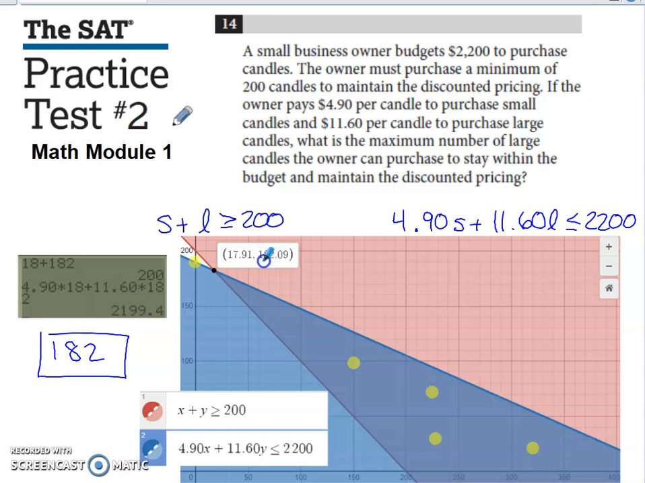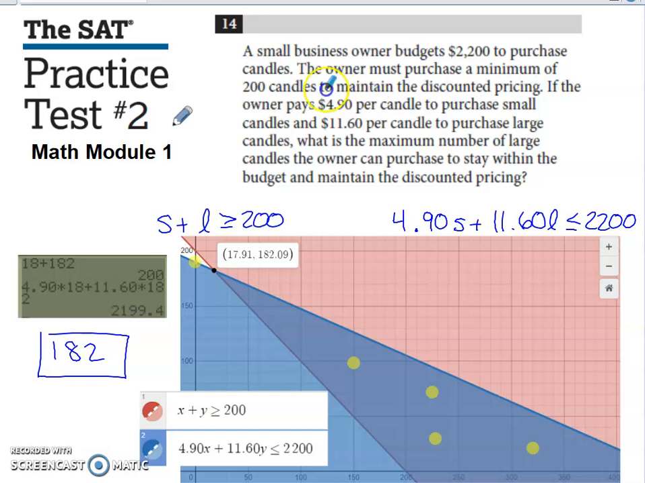I obviously can't purchase decimal numbers of candles, right? I have to stay with a whole number of candles being purchased for both small and large candles, both X and Y. So I thought, this value is really close to 18. This value is really close to 182. So what if I just take those values and round them off to 18 and 182? Do I maintain the discounted pricing if I purchase 18 small candles and 182 large candles? Yes, I get to exactly 200 candles purchased.